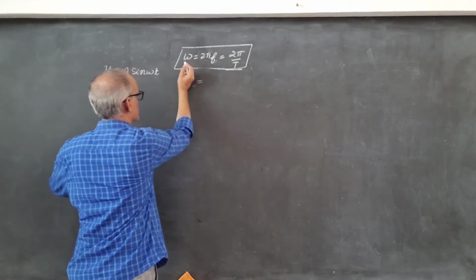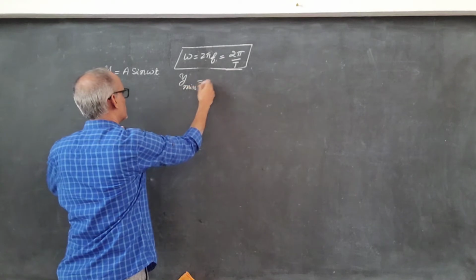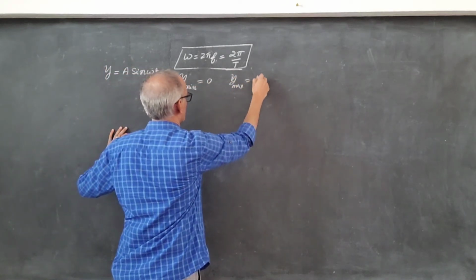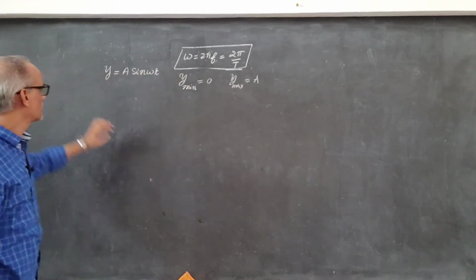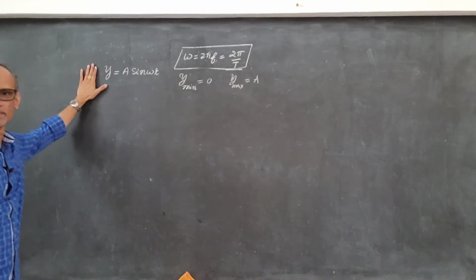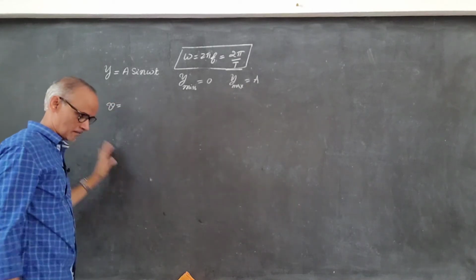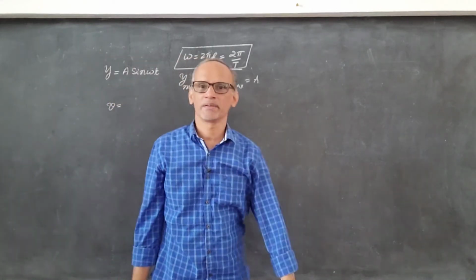Now, from the displacement y, we can find the maximum value y max, and we can find the minimum value y min. So, y minimum is 0 and y maximum is A. Whenever we know the displacement, we can find the velocity of the particle. How do we find the velocity when we know the displacement?